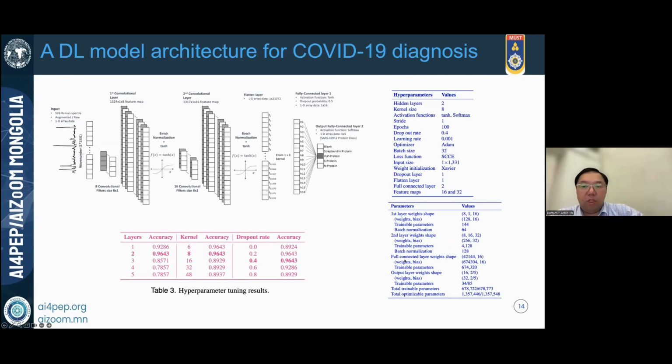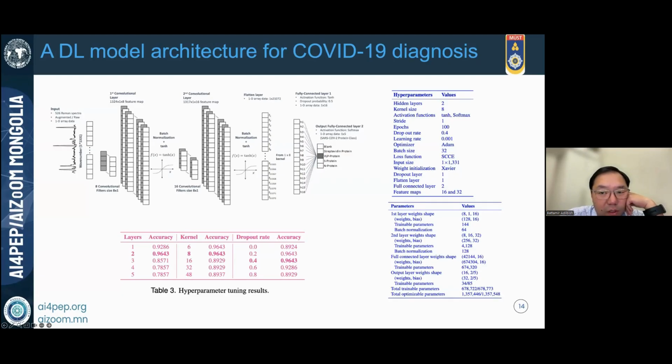Okay, now we shift into the deep learning. Our deep learning architecture has 6 layers: 2 convolutional, 1 dropout, 1 flatten, and 2 fully connected layers. We trained it with 624 one-dimensional spectra, each containing 1,331 data points, which is about 80% of the total data set used for the cross-validation.